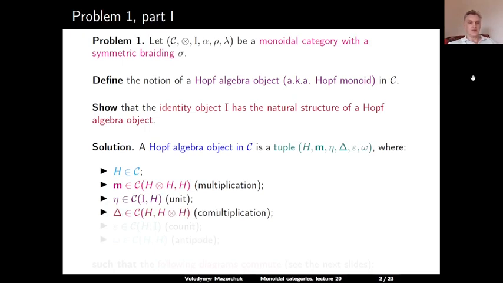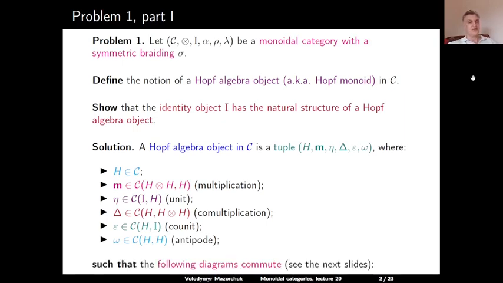Then we have delta, which is a morphism from H to H tensor H. So this is our analog of comultiplication. Then we have epsilon, which is a morphism from H to the identity. This is our analog of a counit. And we have omega, which is a morphism from H to H. This is our analog of an antipode. And we demand that these data satisfy the following commutative diagrams.